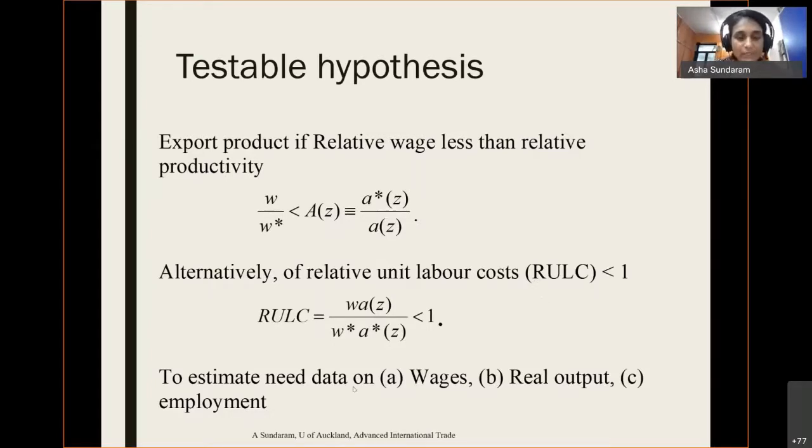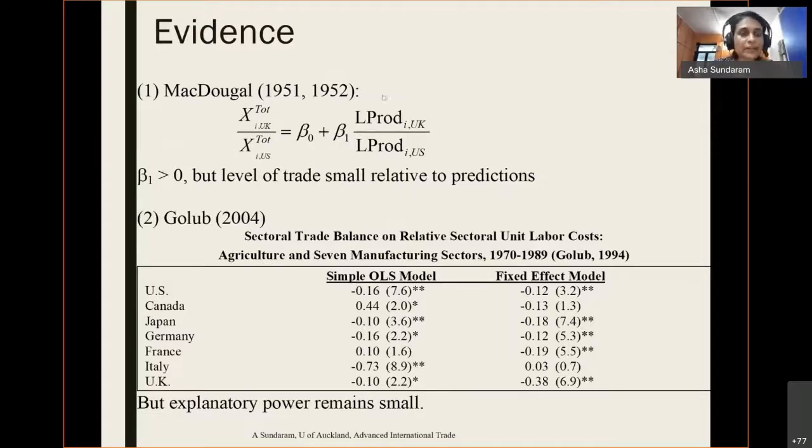Now, what data do we need really to estimate these unit labor costs? It's quite simple. You need data on wages and you need data on output and employment. As long as you have data on these, on A, B, and C, you can look at competitiveness across sectors. So there have been some very, very early studies in the 1950s trying to estimate the relationship. So trying to see if this Ricardian prediction really holds, right? Is the Ricardian model really important in explaining international trade?